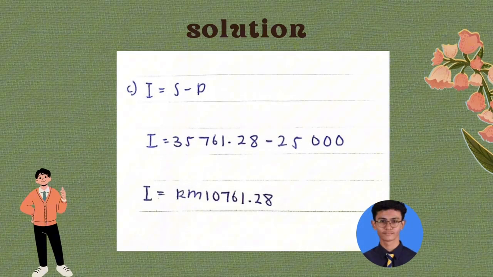For question 3C, we must find the interest. The formula of interest is I equals S minus P. So we insert the S answer first. It's 35,761.28 minus 25,000. The 25,000 is P. So we can get the answer for this 3C.